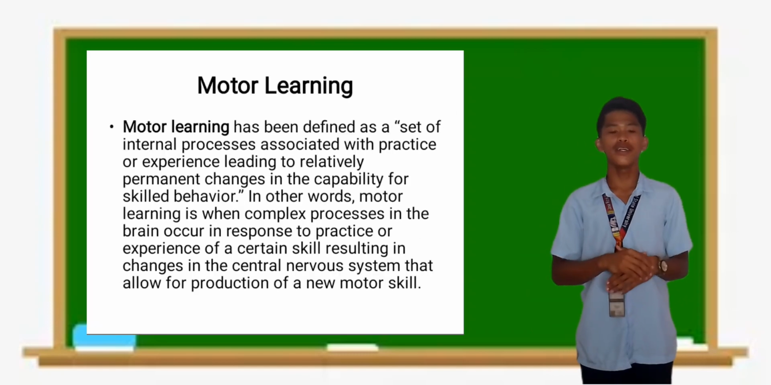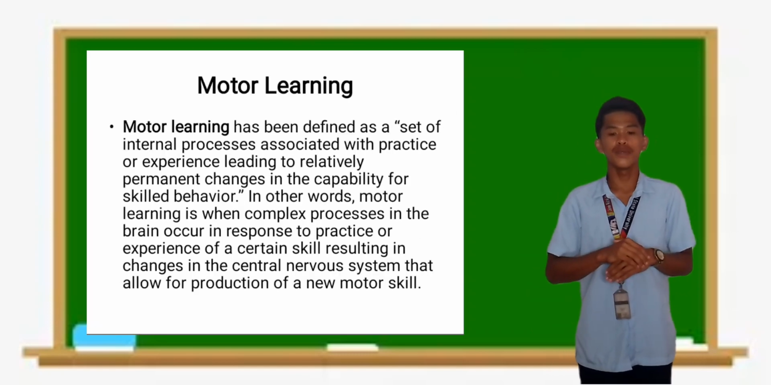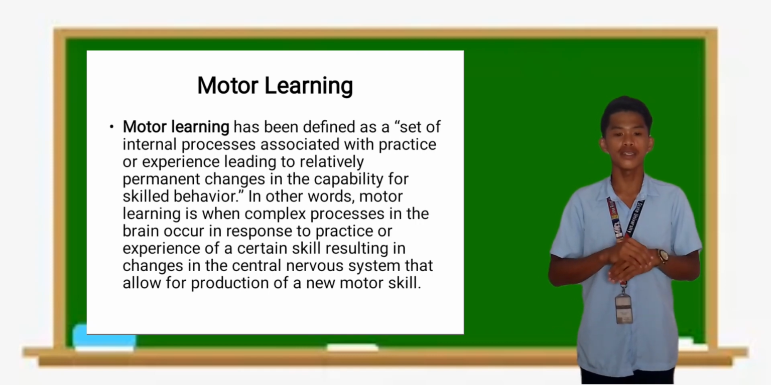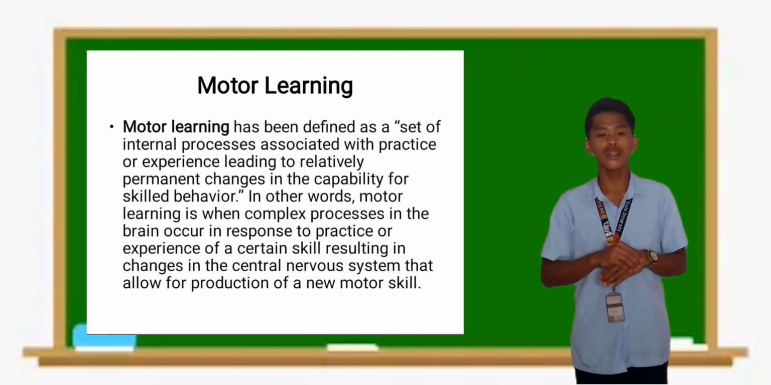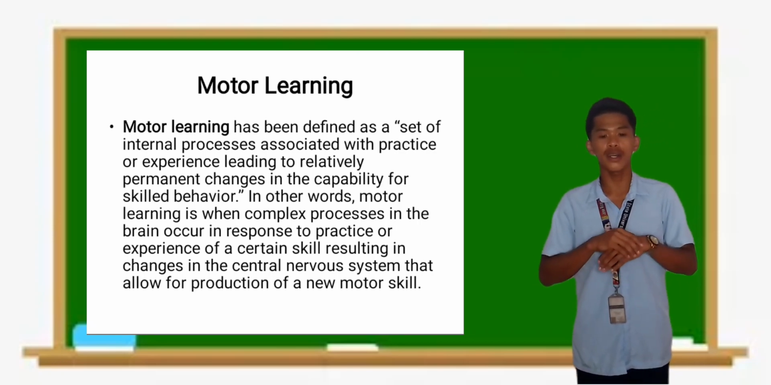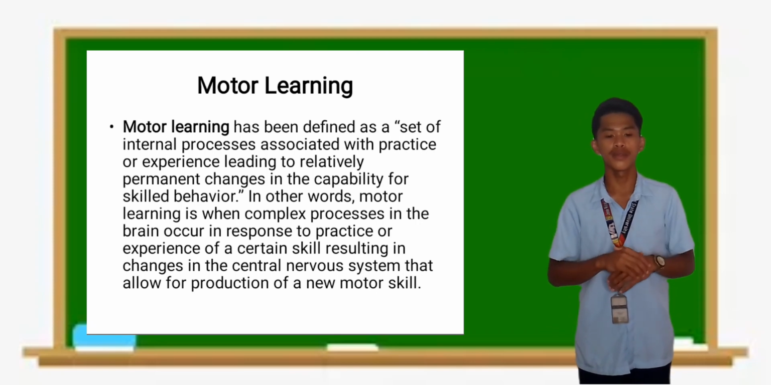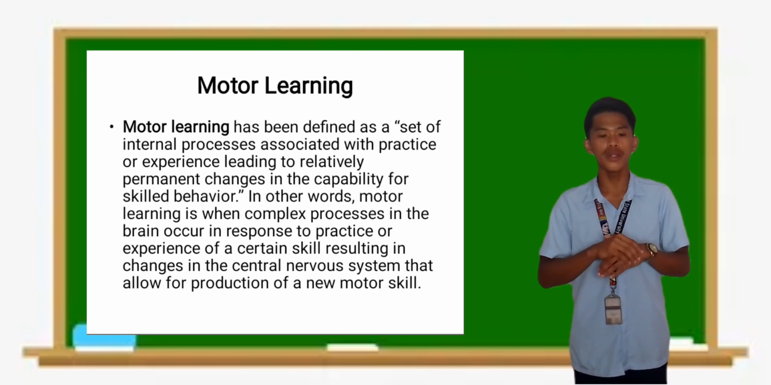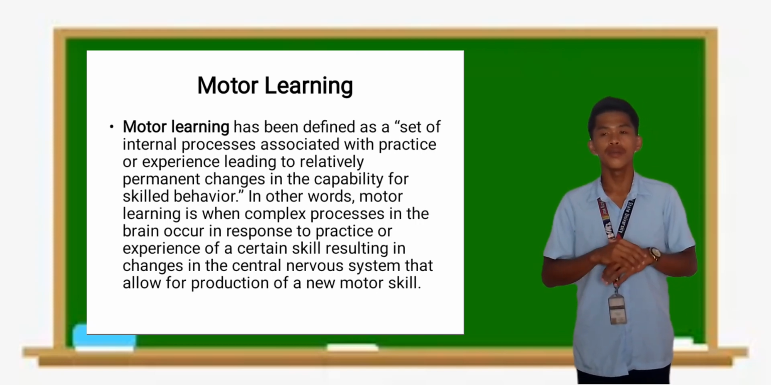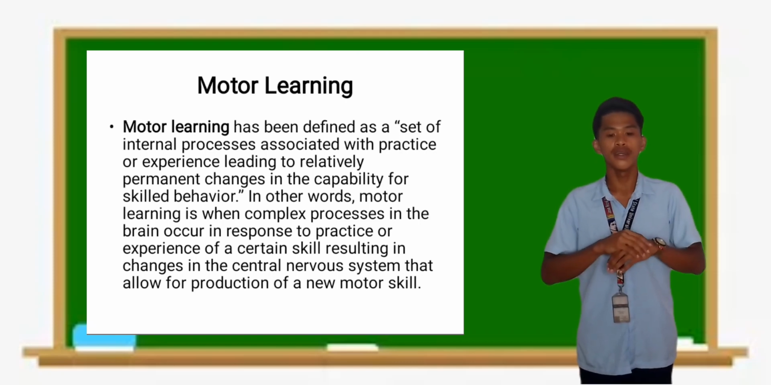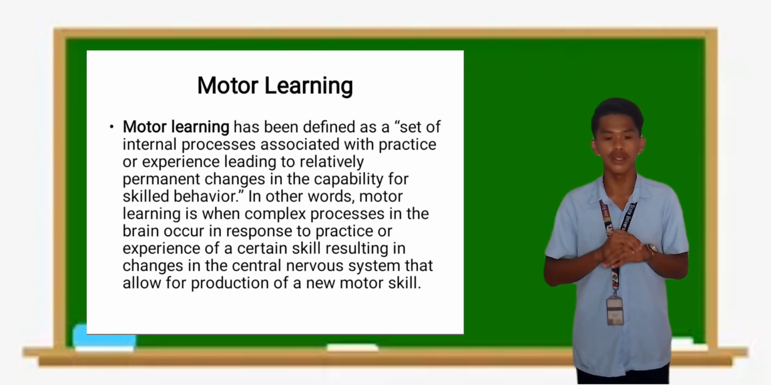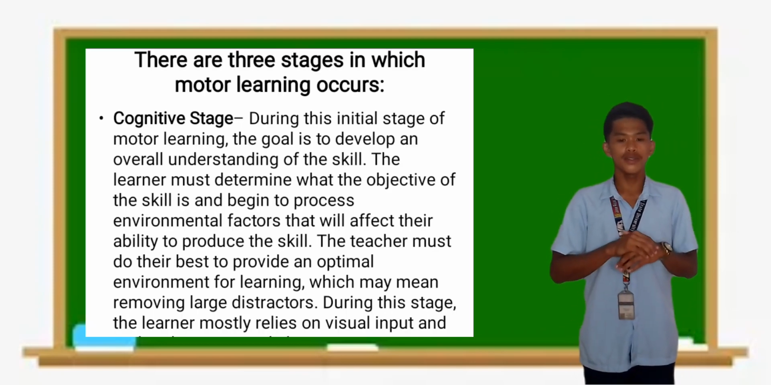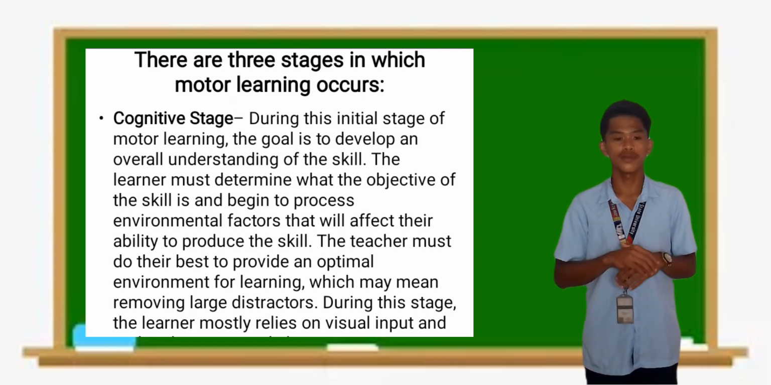Motor learning. So what is motor learning? It has been defined as a set of internal processes associated with practice or experience leading to a relatively permanent change in the capability for skilled behavior. In other words, motor learning is when complex processes in the brain occur in response to practice or experience of a certain skill, resulting in changes in the central nervous system that allow the production of a new motor skill. Next, there are 3 stages in which motor learning occurs.